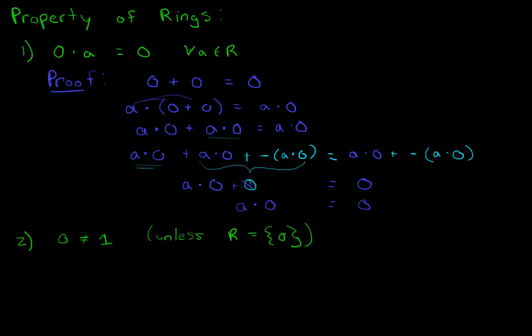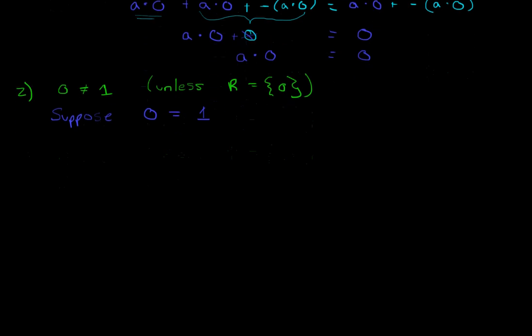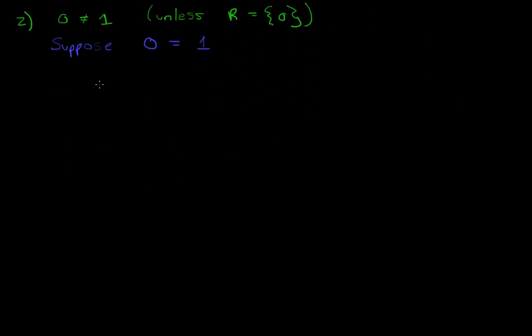So to prove this, let's suppose 0 does equal 1, and let's see where that takes us. Suppose 0 does equal 1. Let's let a be some arbitrary element of the ring. And that's important. This is completely arbitrary. We've picked one at random. So then let's start with a.